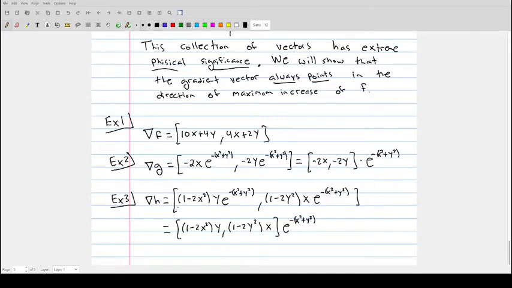So these are the gradient vector fields for each one of these examples. And you can see why it's a vector field, because it depends on what point x, y you evaluate it at. It's changing at every different point that you evaluate it at.